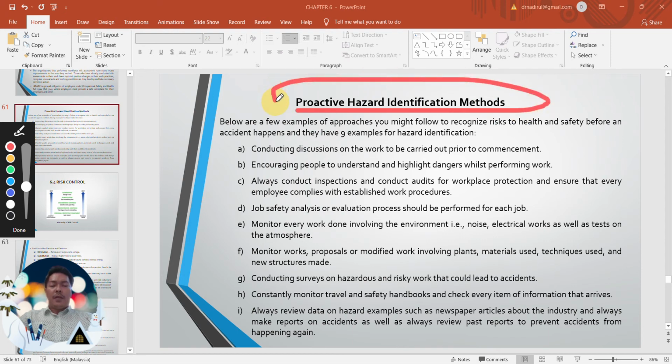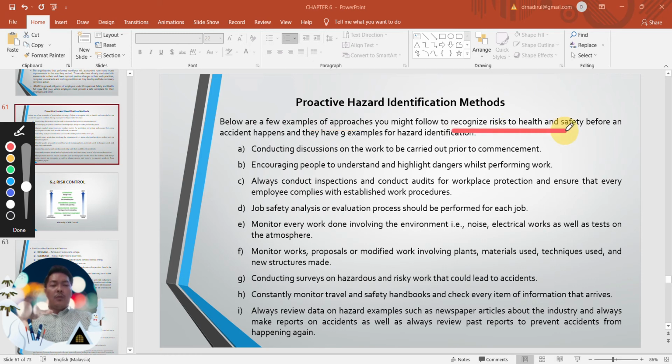Proactive hazard identification methods. Below are a few examples of approaches you might follow to recognize risks to health and safety before an accident happens, and there are 9 examples for hazard identification. The first one is conducting discussion on the work to be carried out prior to commencement, encouraging people to understand and highlight dangers while performing work. Another, conduct audits for workplace protection and ensure that every employee complies with established work procedures.